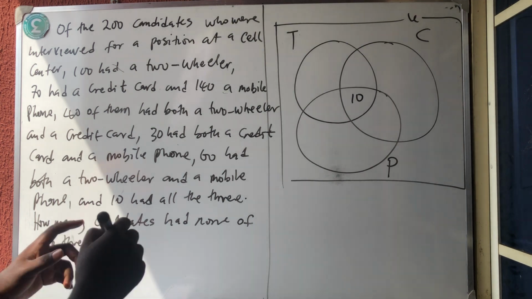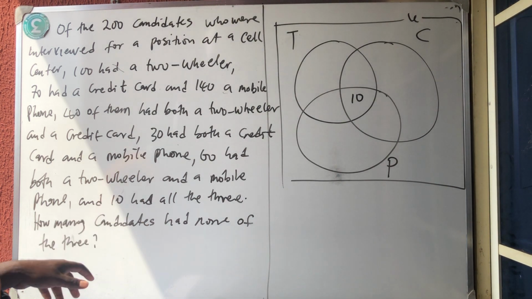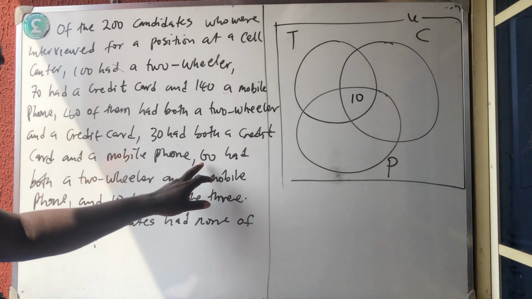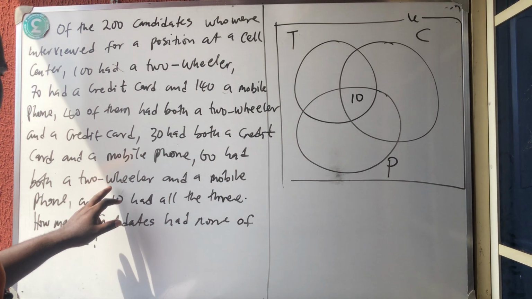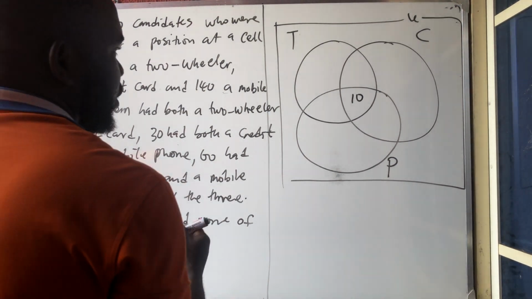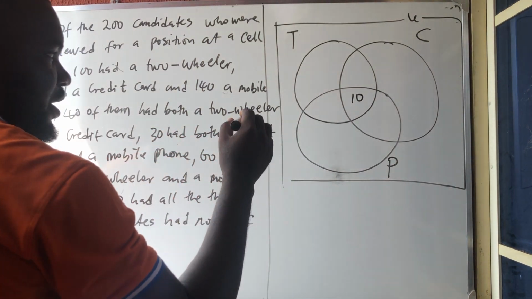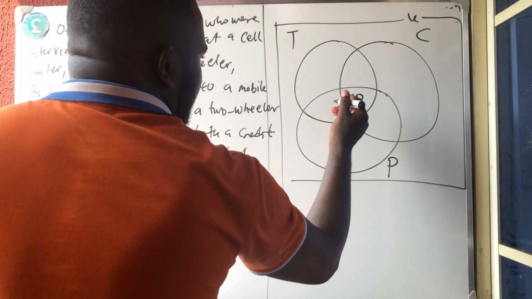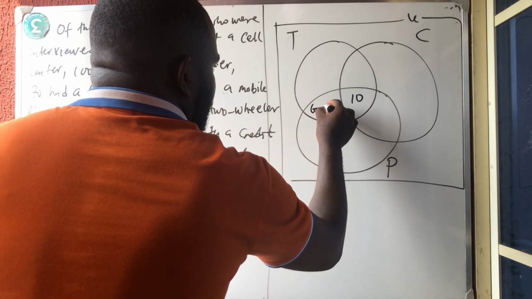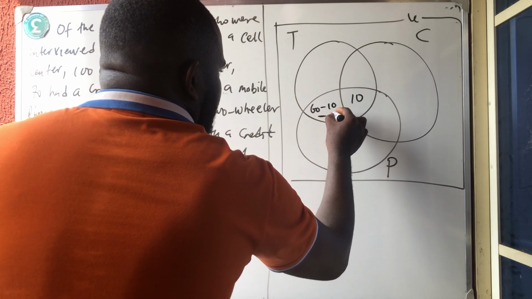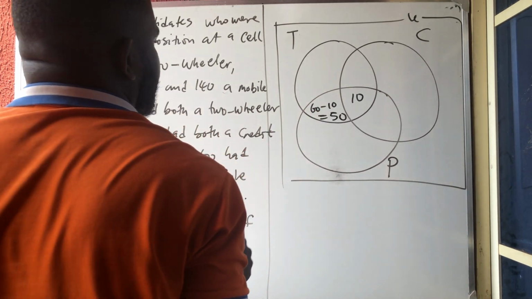Now, let's move to 2, 2. They said 60 had both a two-wheeler and a mobile phone. But they did not say only. Had it been they said only, I would just write 60. But because they did not say only, I will say 60 minus that 10, which gives 50. So here is 50.